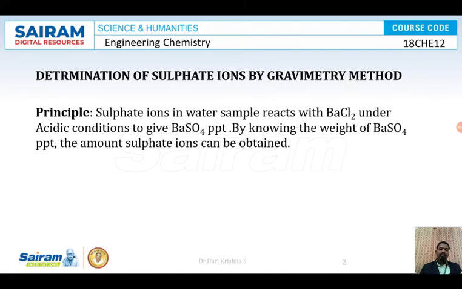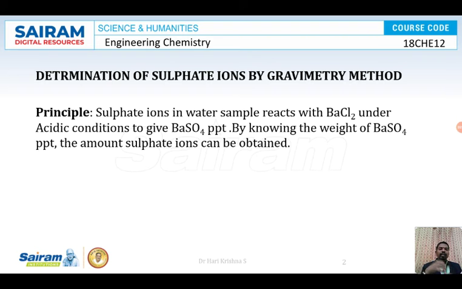The main principle here is that you add barium chloride to the water sample in acidic media. When we add barium chloride in acidic media, the sulfate present in the water gets precipitated as barium sulfate. So by knowing the weight of the barium sulfate, we can calculate the amount of sulfate present in the water. That is the main principle. This is done by the gravimetric method.